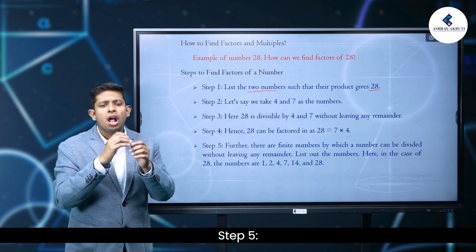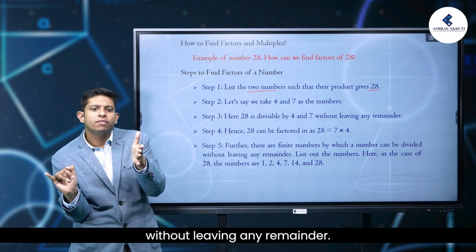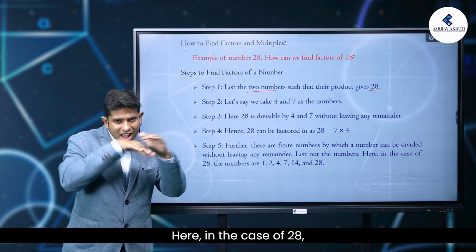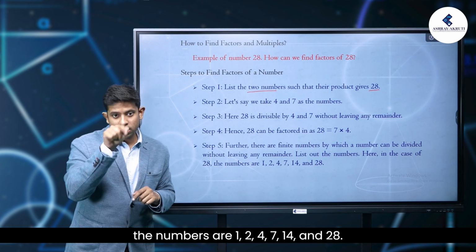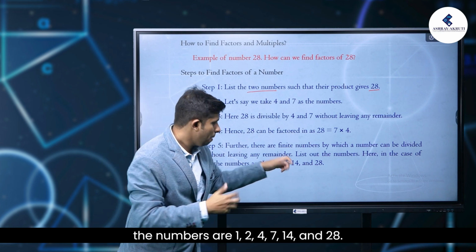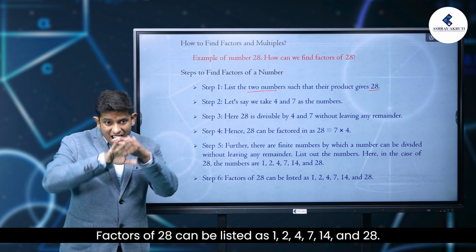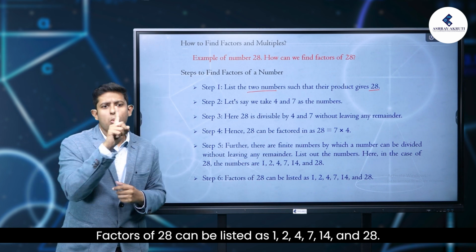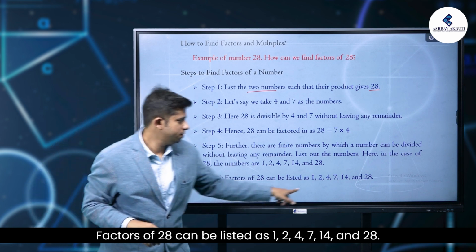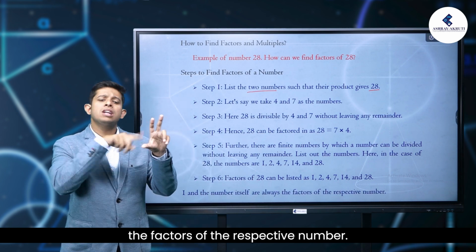Step 5. Further, there are finite numbers by which a number can be divided without leaving any remainder. List out the numbers. Here in the case of 28, the numbers are 1, 2, 4, 7, 14 and 28. Step 6. Factors of 28 can be listed as 1, 2, 4, 7, 14 and 28. One and the number itself are always the factors of the respective number.